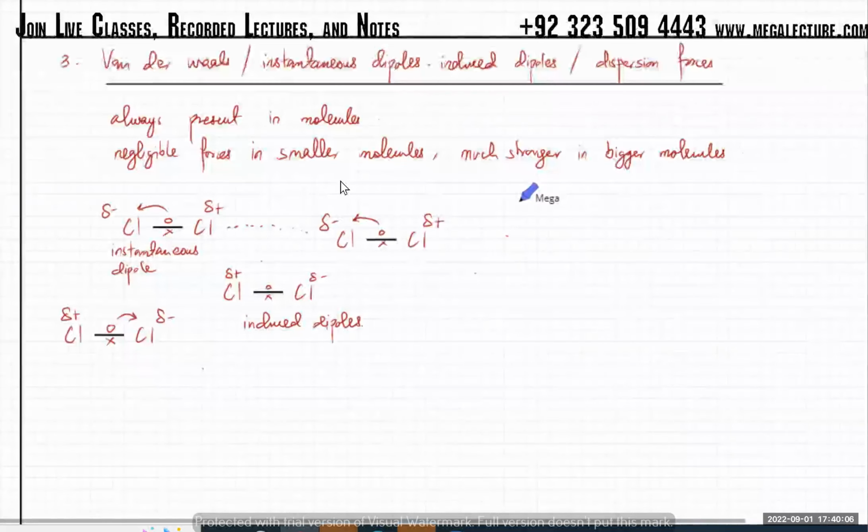Achha, why is it negligible or very weak in small molecules, and why does it increase with size? बड़े molecules होंगे तो क्या issue होगा? सर्कुलेशन के चांसेस इंक्रीज हो जाते हैं. अच्छा, 2 factors होते हैं जिससे ना इनकी strength increases. Number 1, bigger molecules have more electrons. So that results in stronger temporary and induced dipoles.